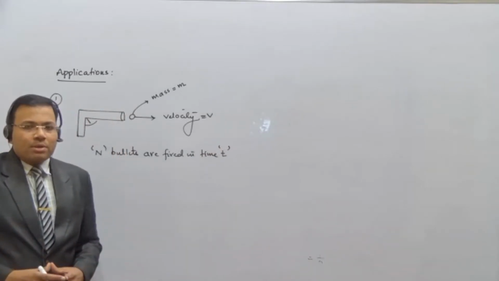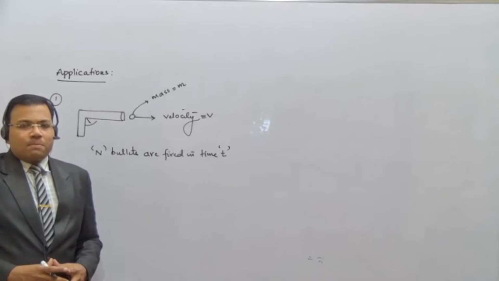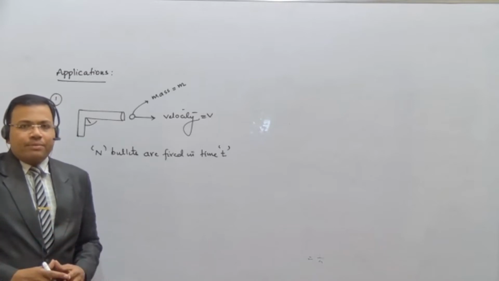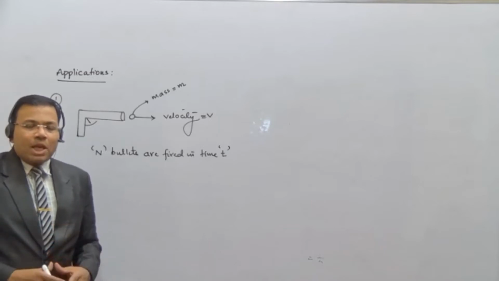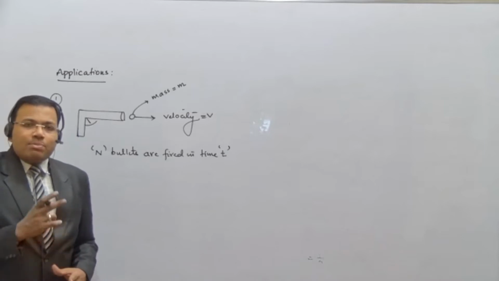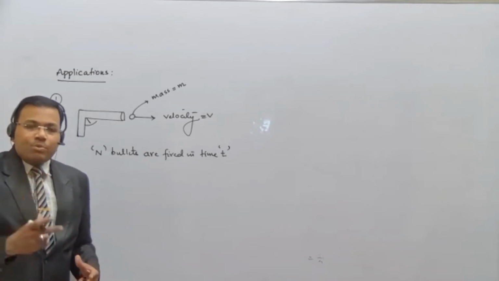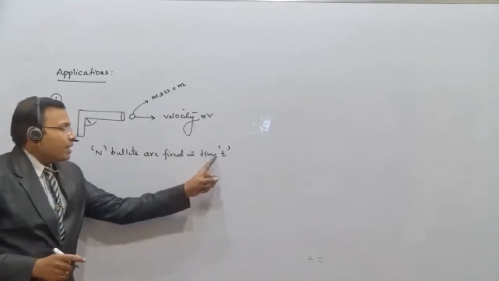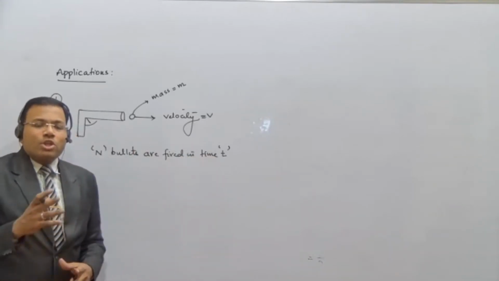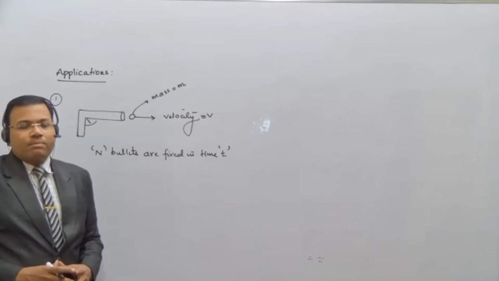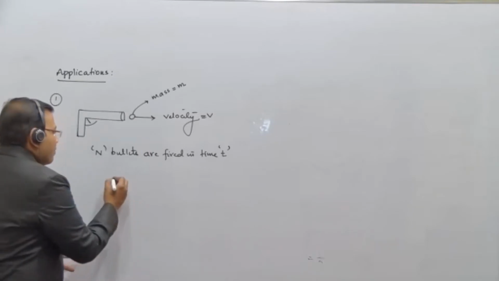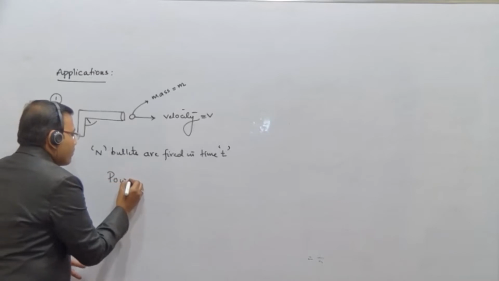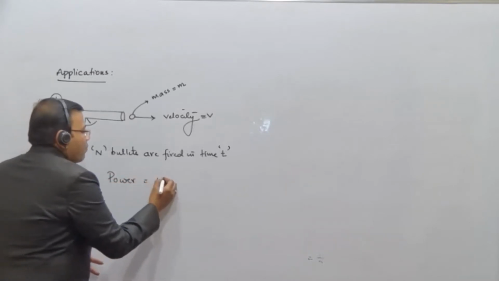Then what is the power of this gun? If the gun is firing bullets of mass m and velocity v, and we are considering n bullets getting fired from the gun in time t, then we can say how much is the power for this gun. So the power basic formula is power equals work by time.